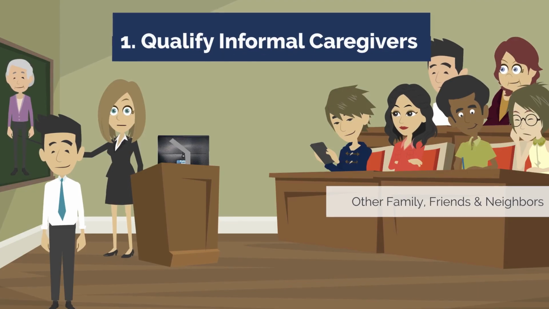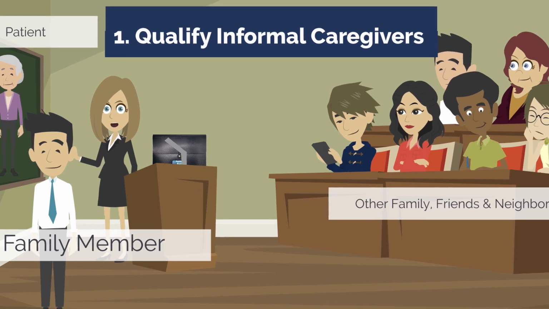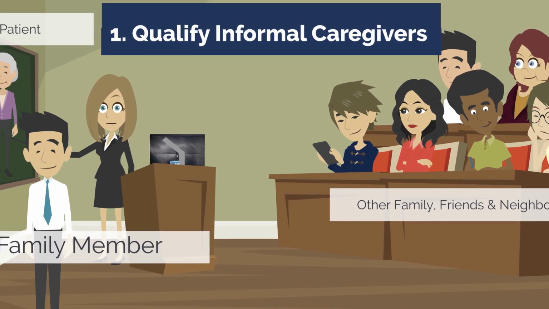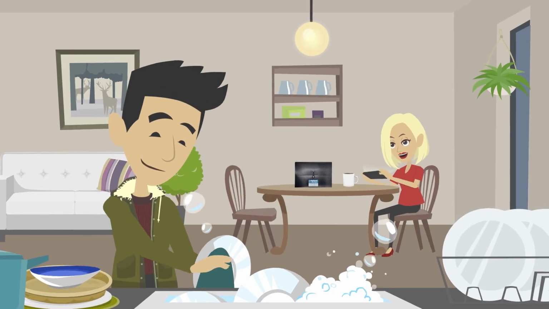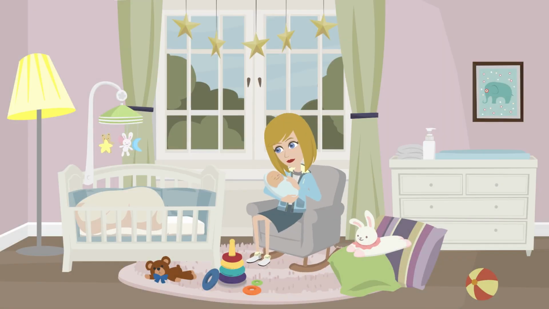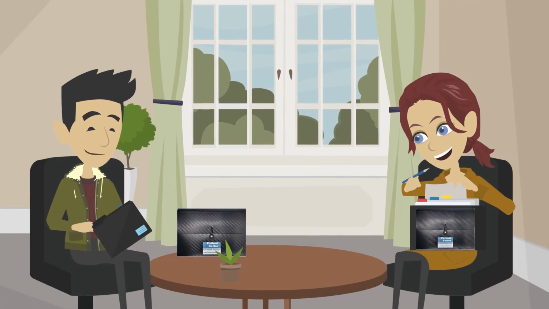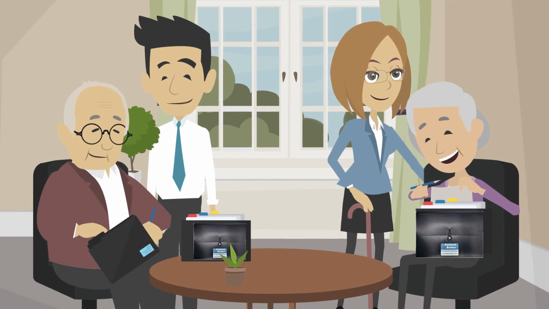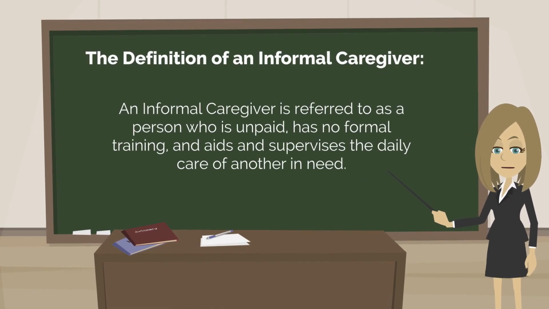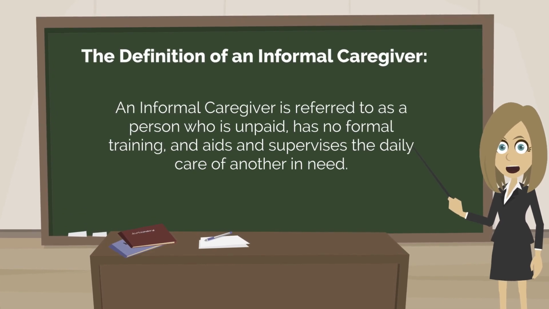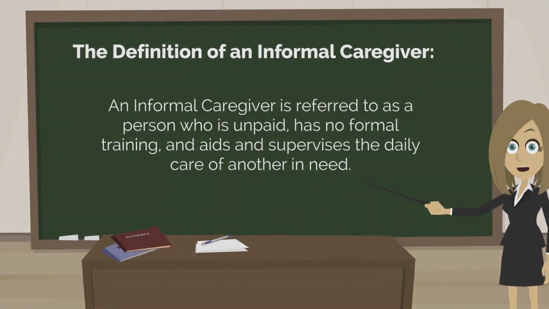The qualifying participants for the Patient Better program are people who help with the daily activities of care that are not compensated and have no formal training for their assistance. This may include yourself, parents, guardians, or anyone that's considered an informal caregiver. An informal caregiver is a person who is unpaid, who has no formal training, but aids and supervises in the daily care of another in need.